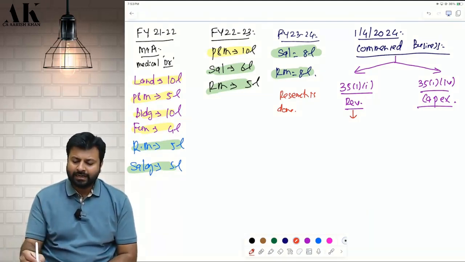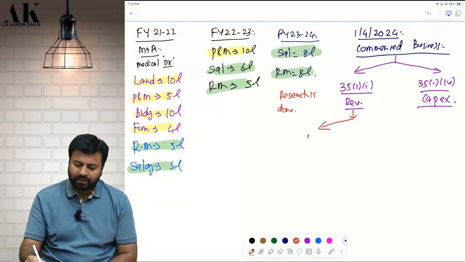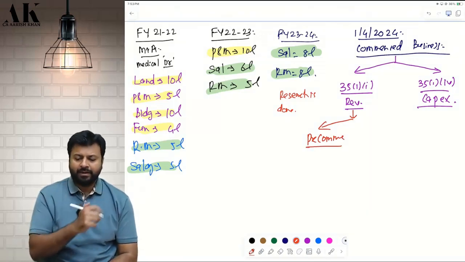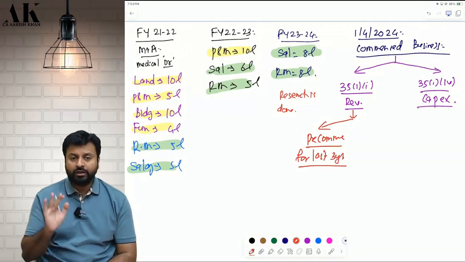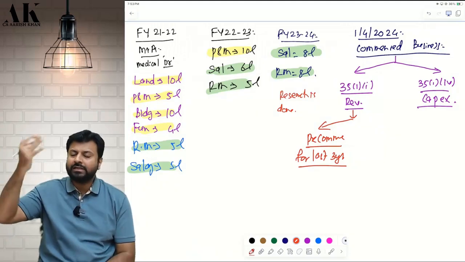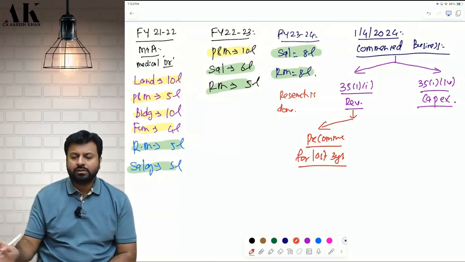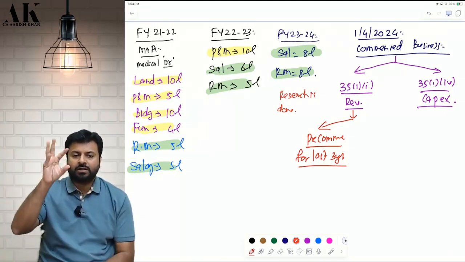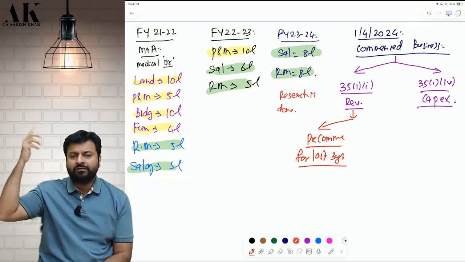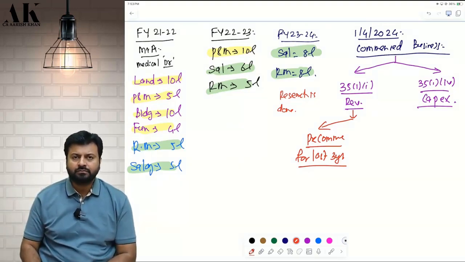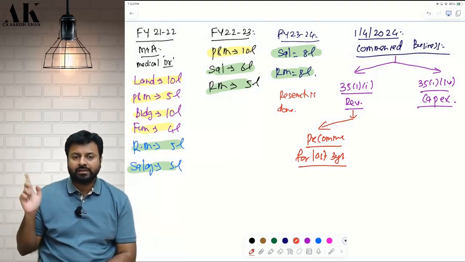Okay. Now let's talk about the revenue expense first, and then we'll talk about the capital expenditure. So the government says that whatever revenue expense you have incurred in the pre-commencement period, for last 3 years only, not before that. If you have incurred before 3 years, then it will not be allowed. Suppose you have taken 5 years to complete your research. How many years you have taken to complete the research? 5. Then you will not get the deduction for the first 2 years. Are you clear? You will get deduction only of the last 3 years. Is it clear to all of you?